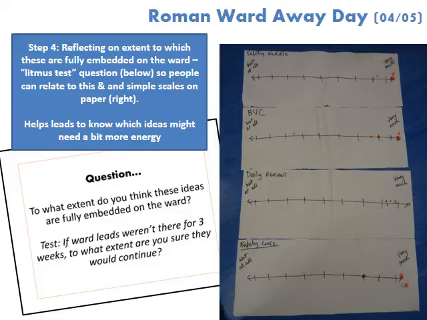And the second bit of this away day was something that we included to give the leads an idea as to which of the ideas are most thoroughly implemented. And this links to the question I mentioned at the beginning about if you weren't on the ward for 3 weeks to a month, to what extent are you confident these ideas would continue? We asked the teams to put a little dot on these very simple scales for each of the 4 ideas, to give us an idea as to which area might need a bit more attention, a bit more priority, to make sure everybody understands it and how to do it and why it's important.